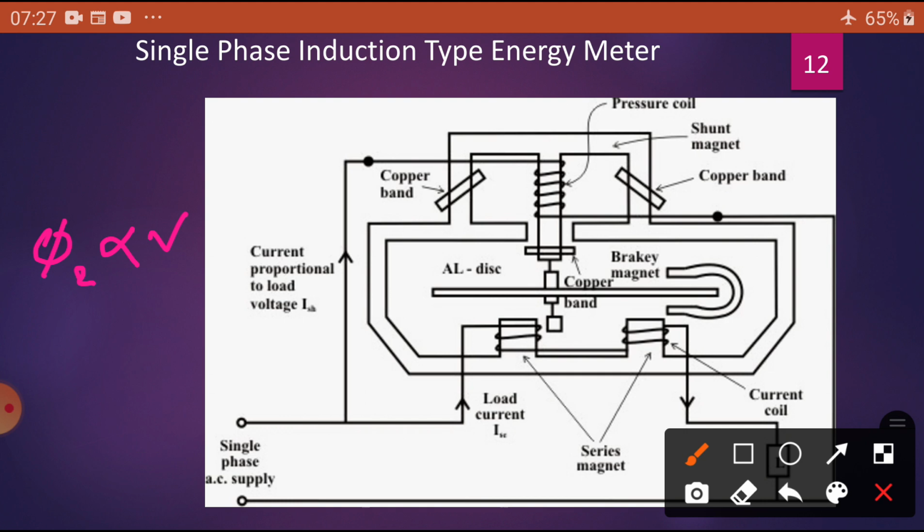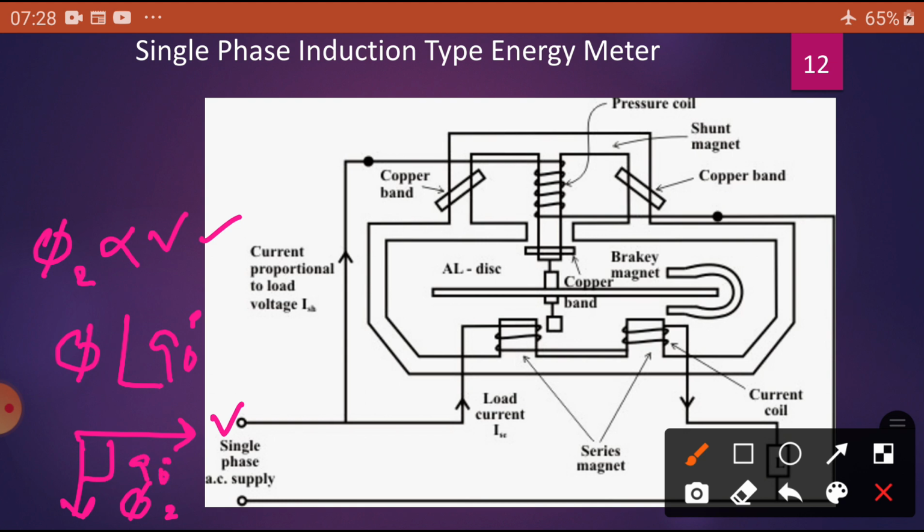And this flux lags the voltage by 90 degrees. Suppose the voltage is in this direction, the flux phi2 is in this direction, so this 90 degrees is to be maintained. If it is not 90 degrees, it can be adjusted with the help of the shading rings, which are achieved by the copper shading bands. So there is 90 degrees between the voltage and the flux produced in the magnet M2.